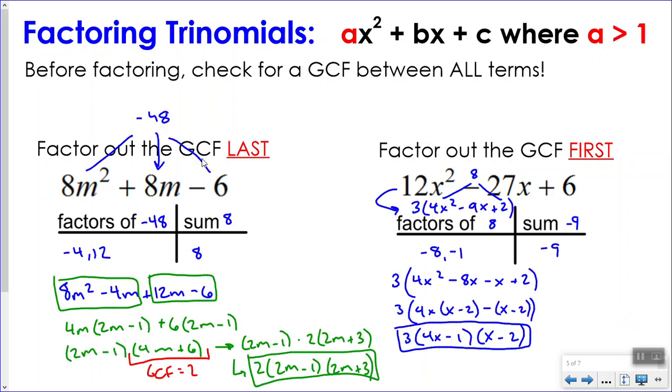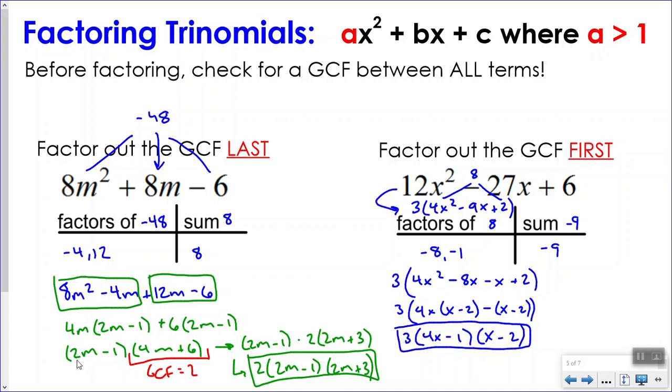Alright, so if we take a look at the example on the left, if that's the one that you tried where we do the GCF last, we have 8 times negative 6, so we have factors of negative 48 that add up to positive 8. So we use negative 4 and 12 to split our middle term. We find the GCF of each half, and when we do that, we end up with 2m minus 1 times 4m plus 6.